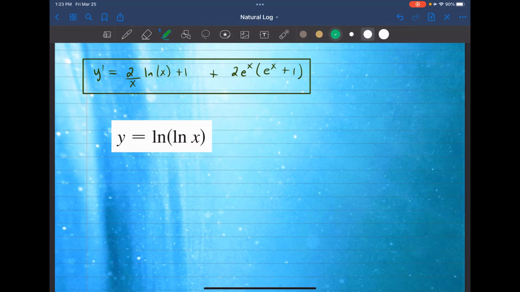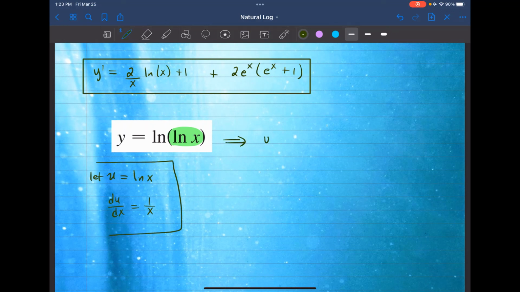So I'm going to let u be just this function right here inside the larger ln. So, or the outside ln, right? There's 2 ln in here. So just let ln of x represent u. Then the derivative of that is simply 1 over x. So let's keep that on the side, rewrite the function. So this is y equals ln of u.